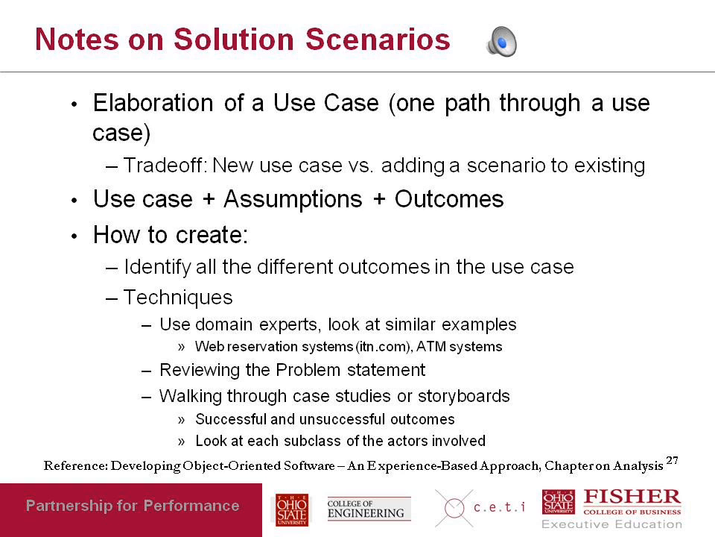There are at least three scenarios that I see here. One is the user successfully logs in by putting in a user ID and password. Second, the user is unable to log in because his password is incorrect. And the third scenario might be the user is unable to log in because his user ID does not exist, okay? So in each case, the difference between these three scenarios is the assumption.